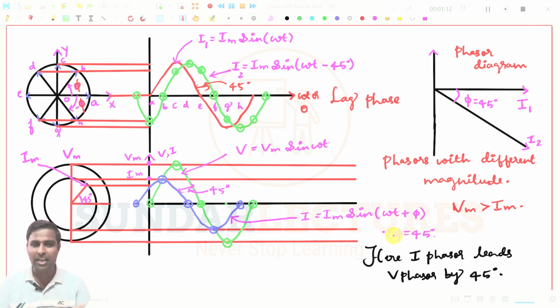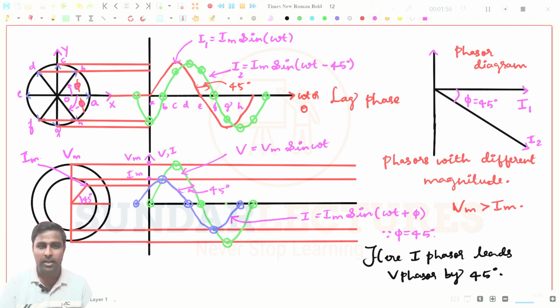I have taken everything in the same example, right? So you see this 0 point, this is the maximum point of V, but this maximum point of I has come before the V by 45 degree, and also for 0 and negative maximum and 0 again, everything will come for the I phasor. It will lead the V phasor by 45 degree and has a different magnitude. That's a different magnitude. This is how you need to draw the diagram. And if you want to draw the phasor diagram for this one, we will take a different page.